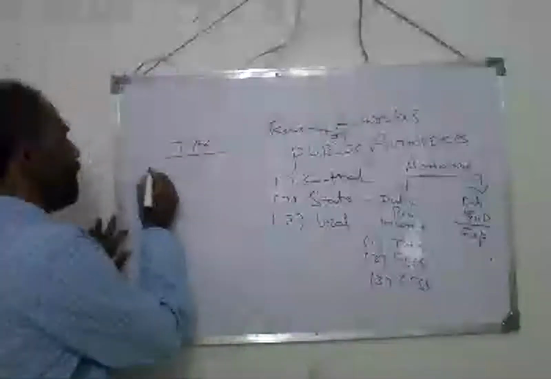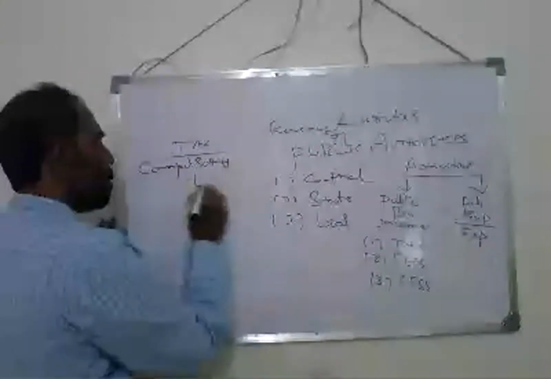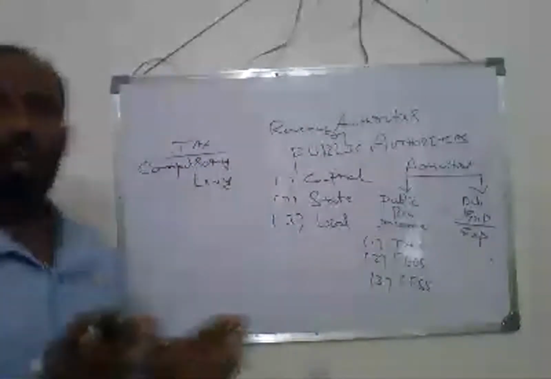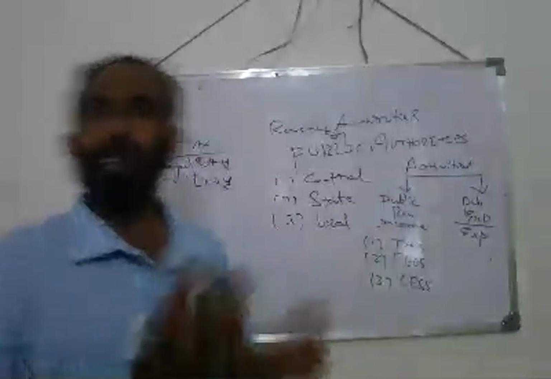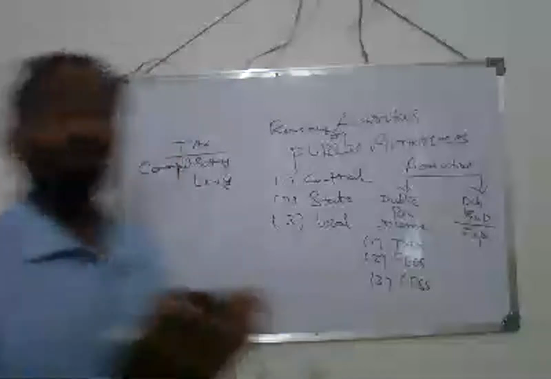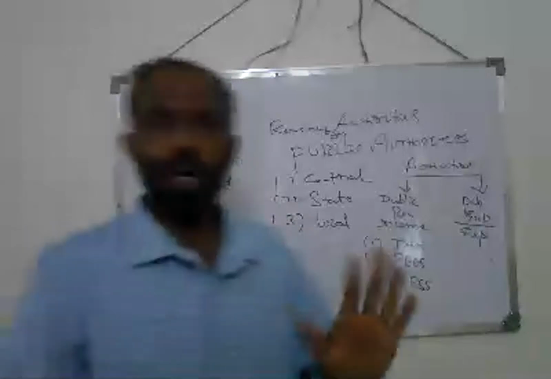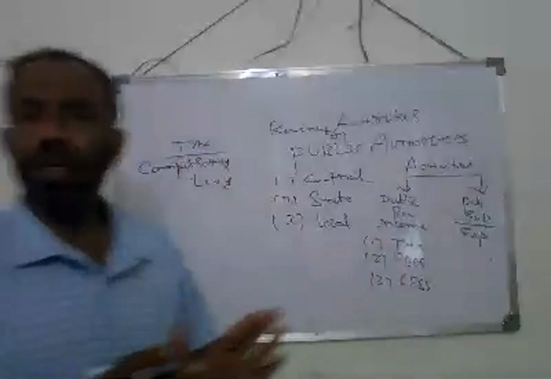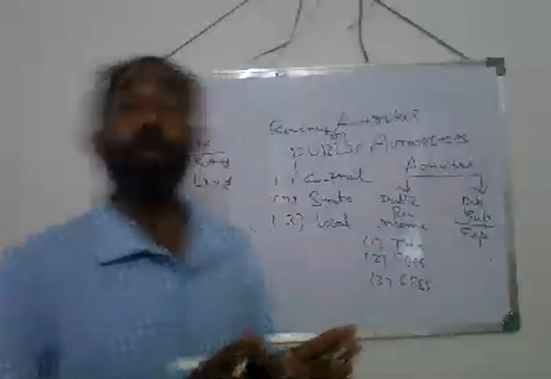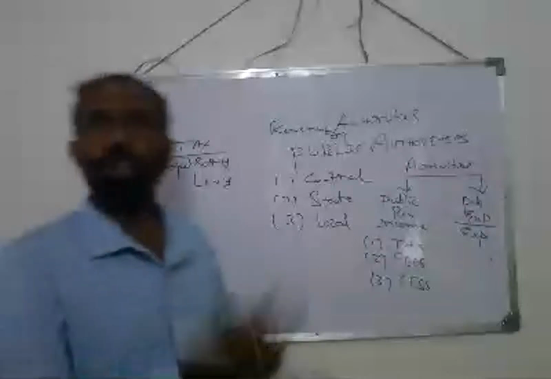Now what is then a tax? A tax is a compulsory levy. It is a compulsory levy imposed by the public authorities on the public. It's a compulsory levy andre idu mandatory charge. Nimage government or tax haktaga agre kodtini anta helongilla. You have to give the tax. You have no option. You must pay whatever is the tax imposed by the public authorities. So compulsory levy charged by the public authorities on the public. This is what is a tax.